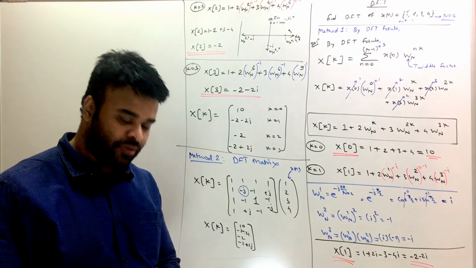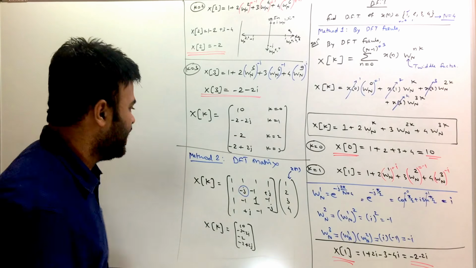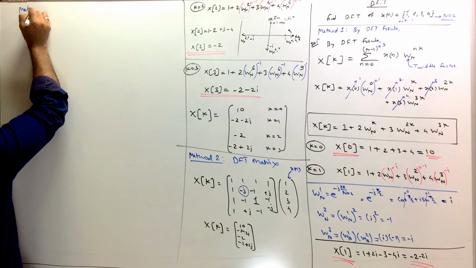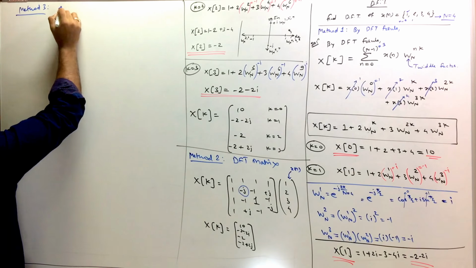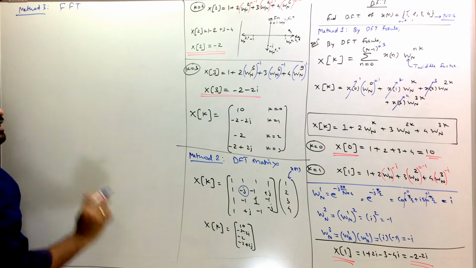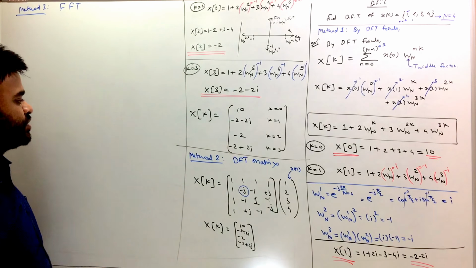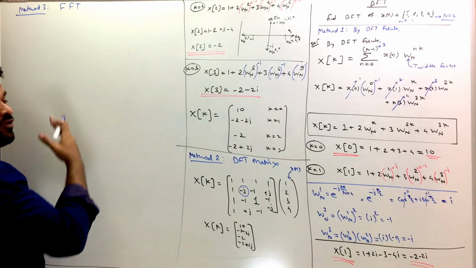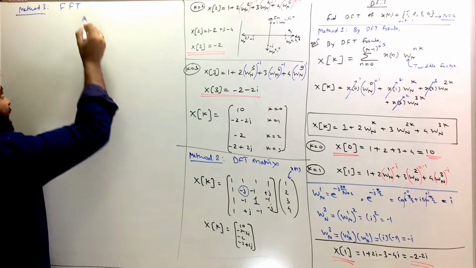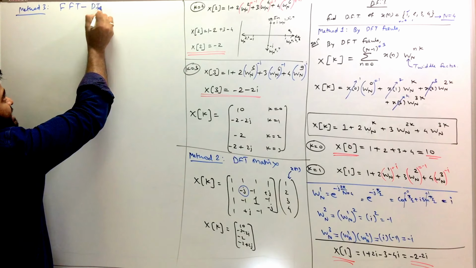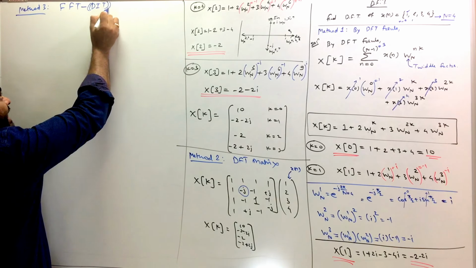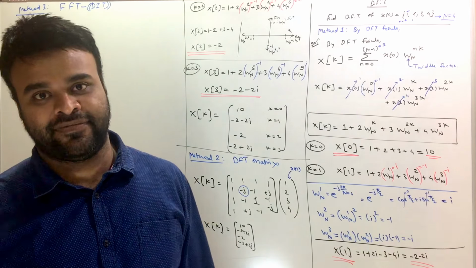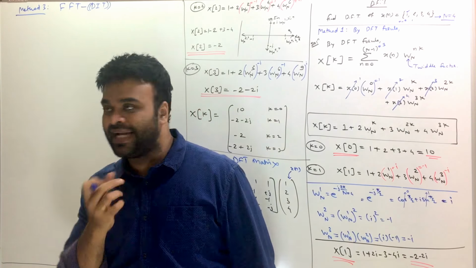Now there is one more method to solve this question. Okay, the next method, method 3, you can use FFT. You can use the fast Fourier transform to solve the same question. Now FFT, the full form is fast Fourier transform, is again of two types. One is decimation in time, we call it DIT, and the other one is decimation in frequency, which is DIF. So first let us discuss how DIT works.